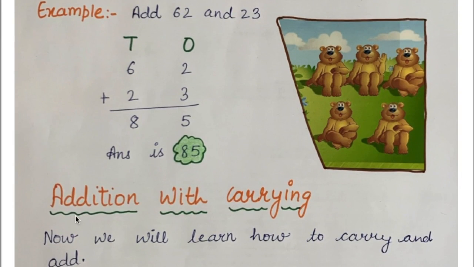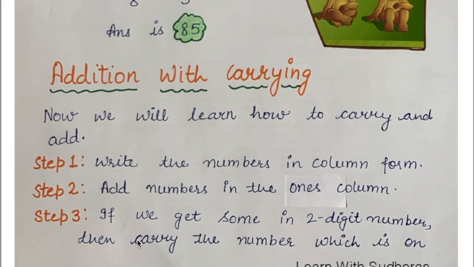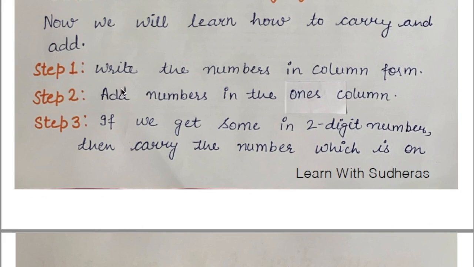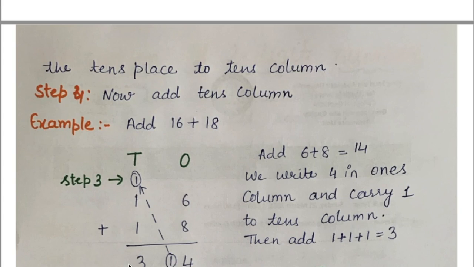Now we will do addition with carrying, or we can say regrouping. For this we need to follow these steps. I have written these steps here. Write the numbers in column form as we did in the first question. Second step, add the numbers in the ones column, like we did before. Then step 3, if we get a two-digit sum, carry the digit in the tens place to the tens column.